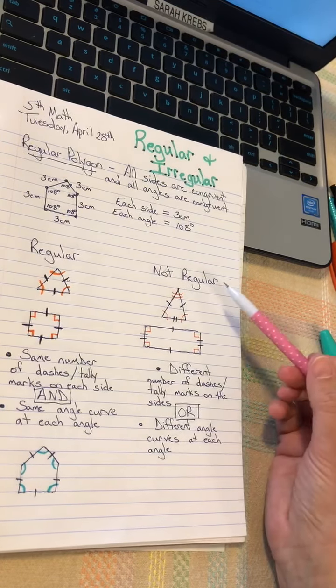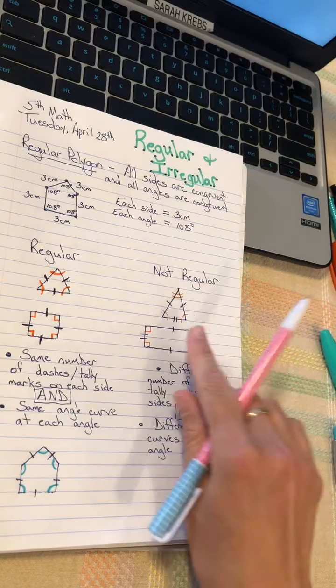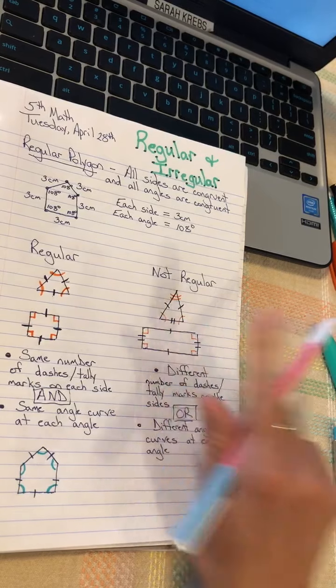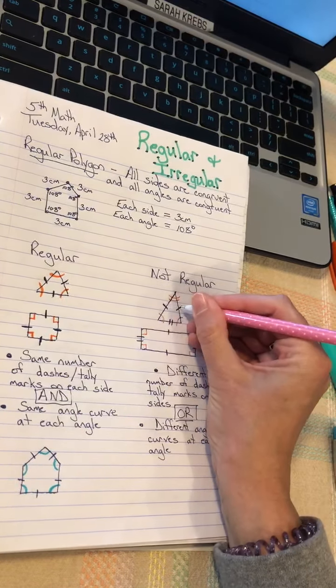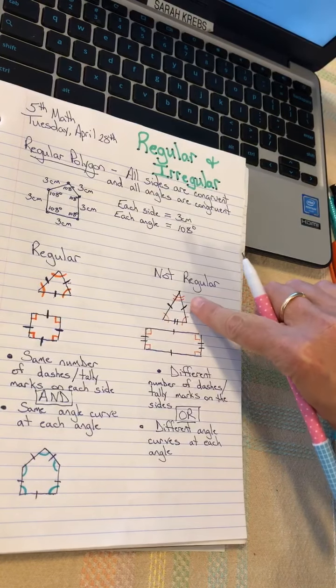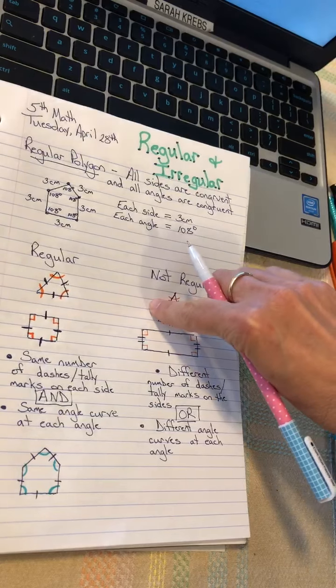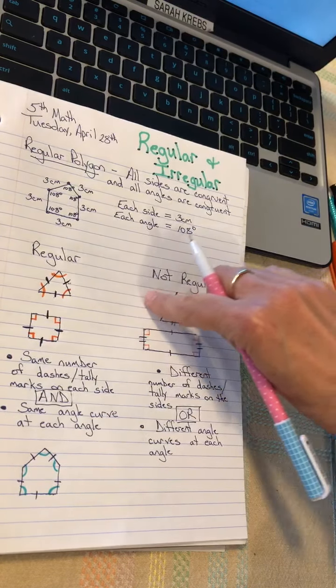Okay, now let's look at examples of something that is not regular. Okay, look at this triangle. First of all, look at your dashes. These 2 sides each have 1 dash. So that tells you that this is congruent to this. We don't know what the number is, but we know they are the same.